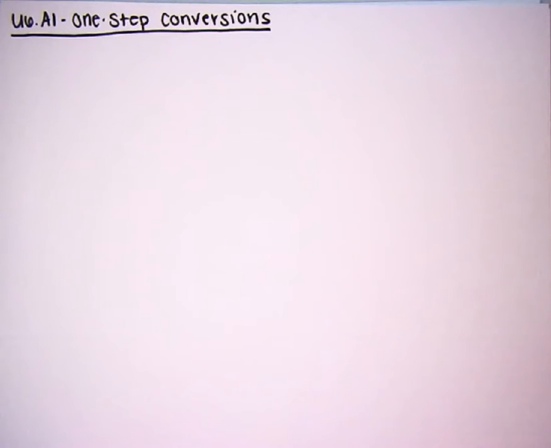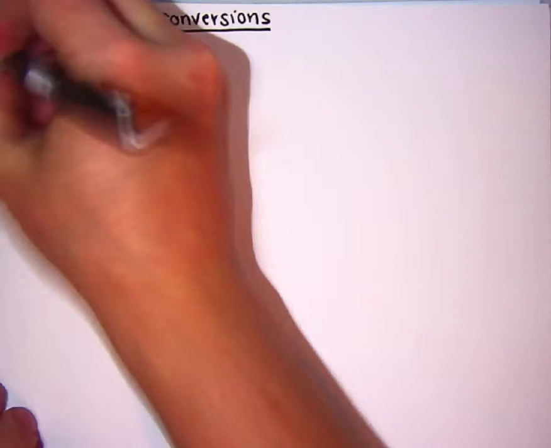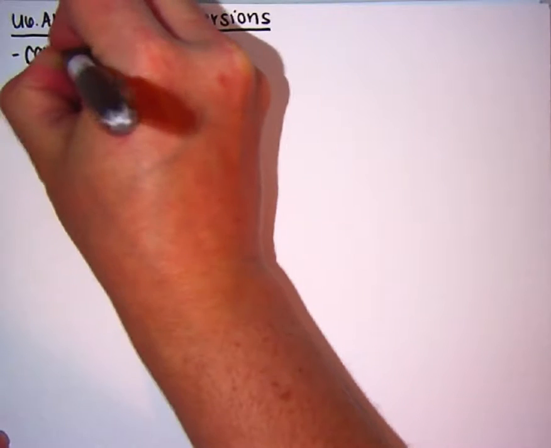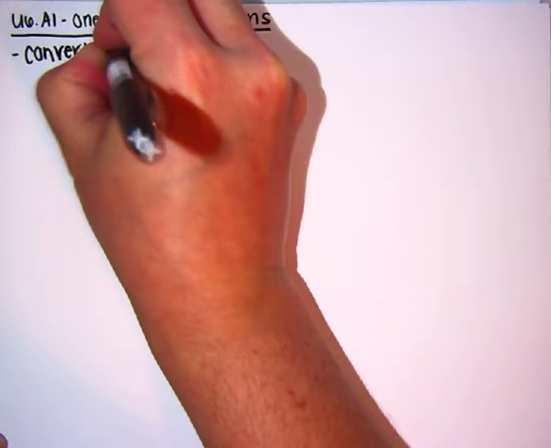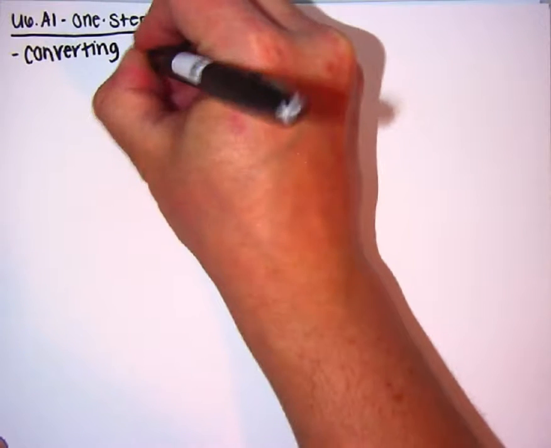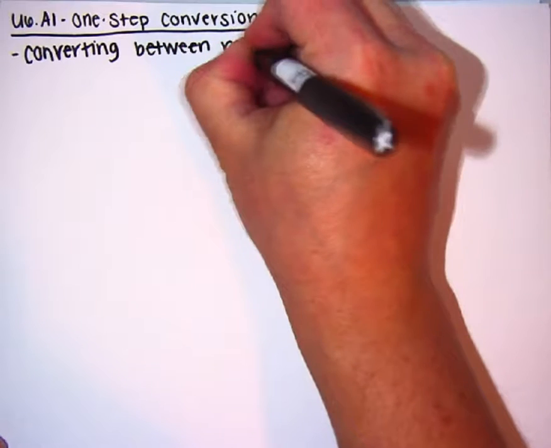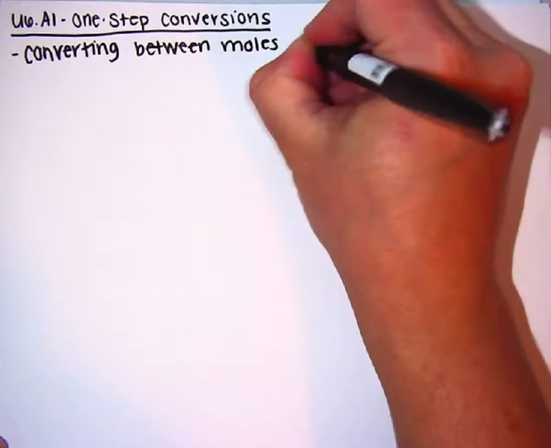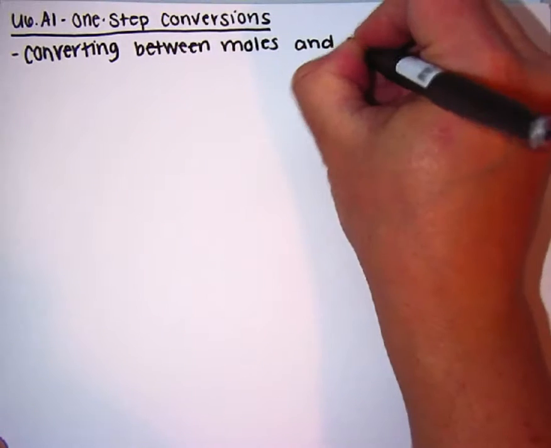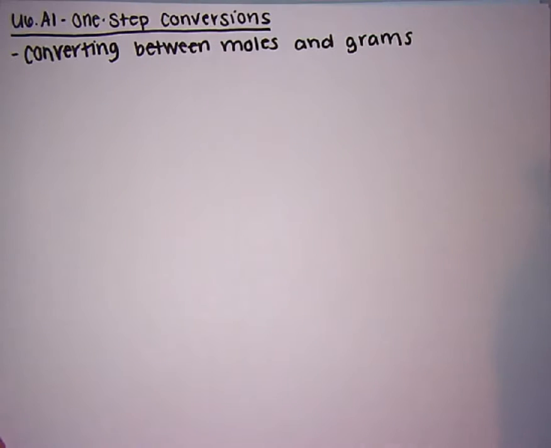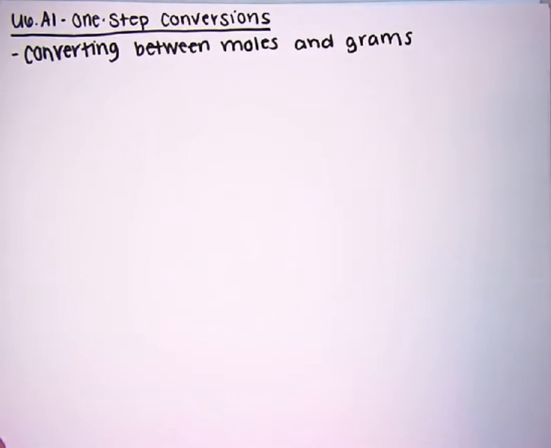In this lesson, we're going to cover Unit 6, Acquisition 1, and we are going to do one-step conversions. So the first type of conversions that I'm going to go over is converting between moles and grams. So let's say I had like 2 moles of a substance and I wanted to know how many grams that would be.